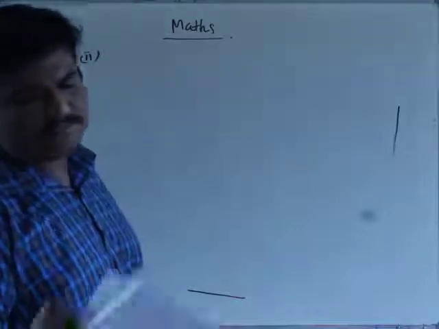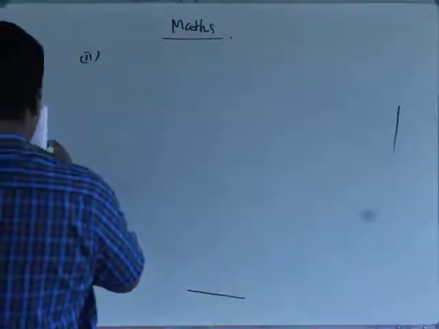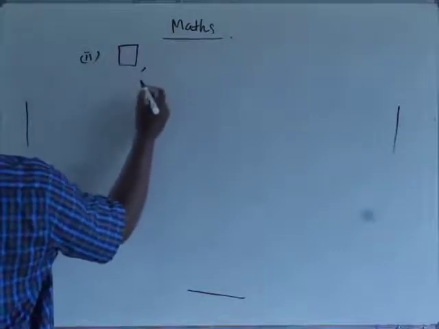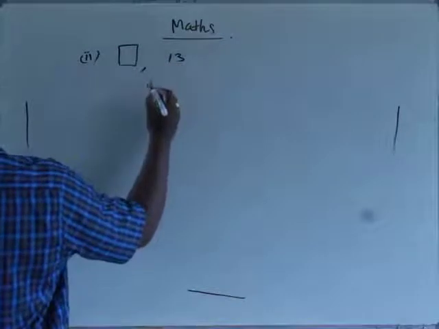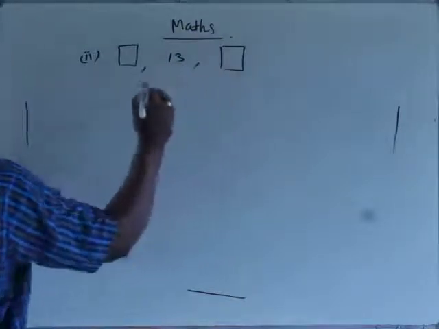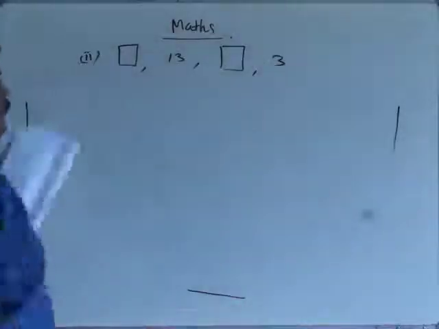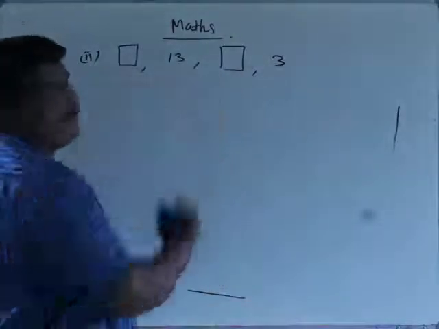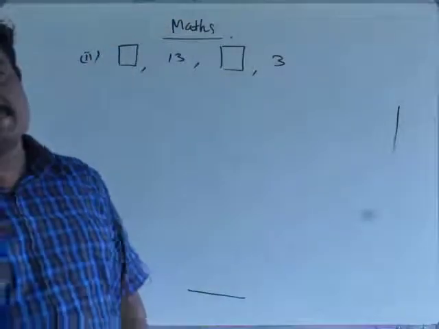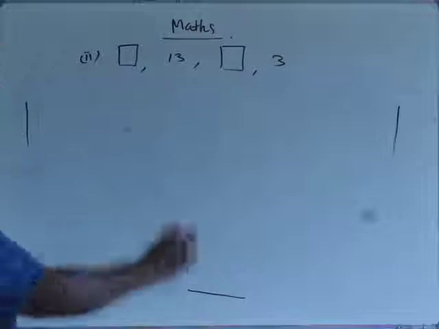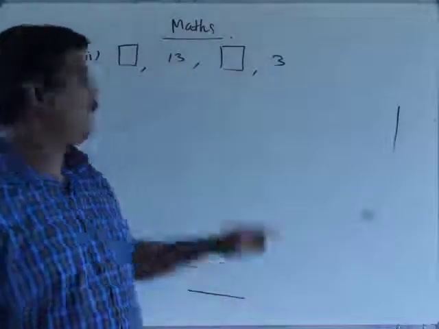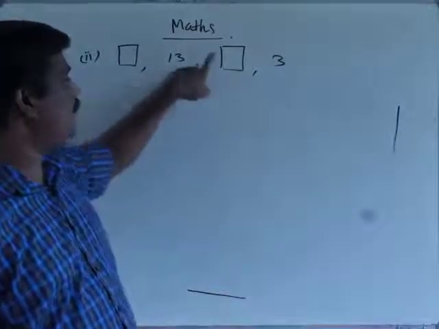Second question: box, 13, box, 3. These numbers are in AP. You find the missing terms. Here the second term is given and the fourth term is also given.